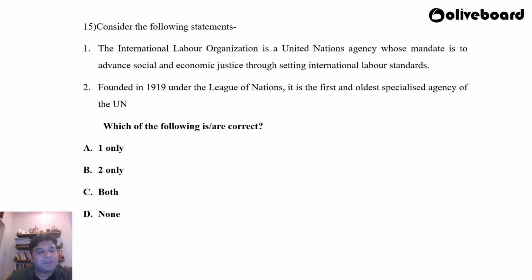A. 1 only, B. 2 only, C. both, D. none. So what do you think is the correct answer? Aniket feels A, Gaurav feels C, Suraj feels A, Deepika feels C.